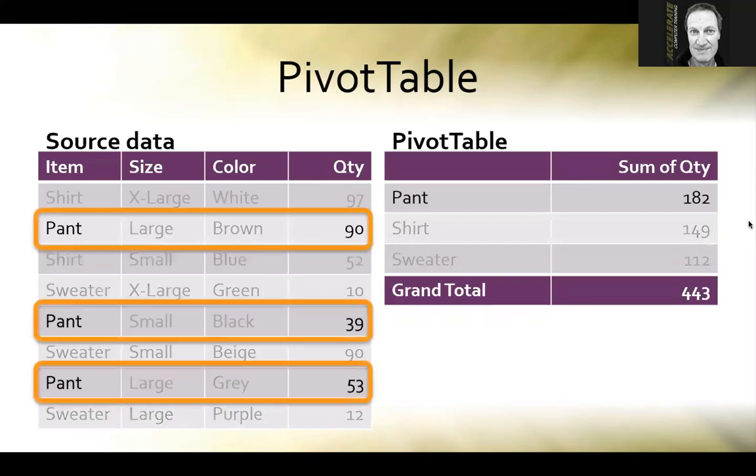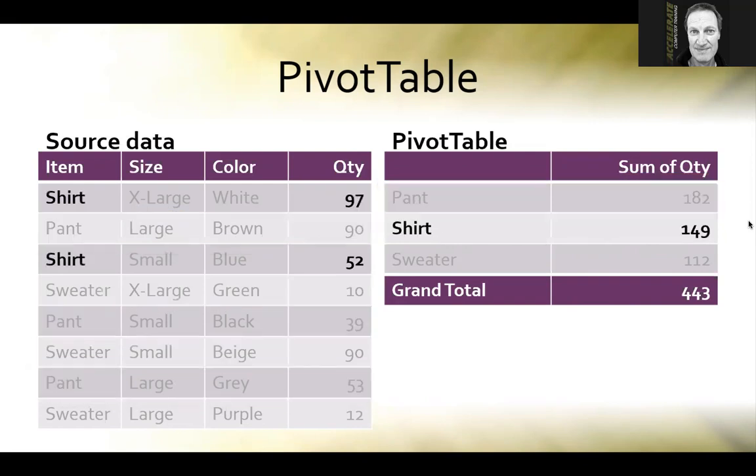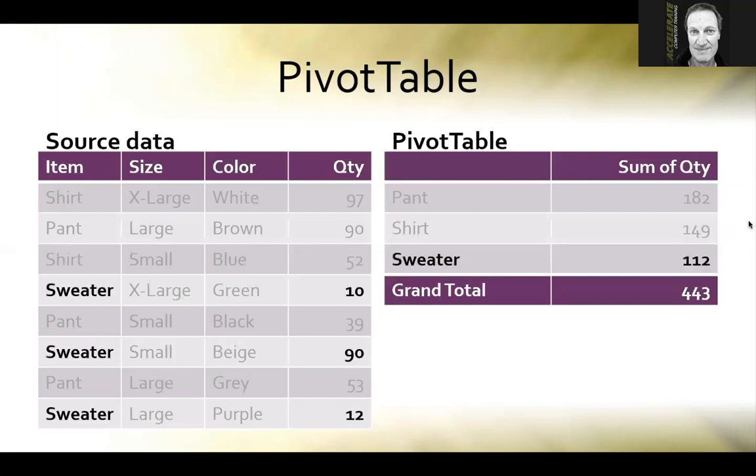As you can see here, a pivot table summarizes the rows of source data that have identical values in a specified column. For example, rolling up these three pant quantities into one sum. The two shirt quantities into one sum. And the three sweater quantities into one sum. It can also provide a grand total.